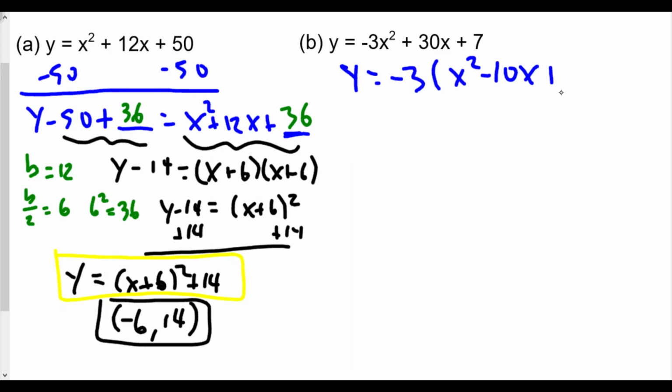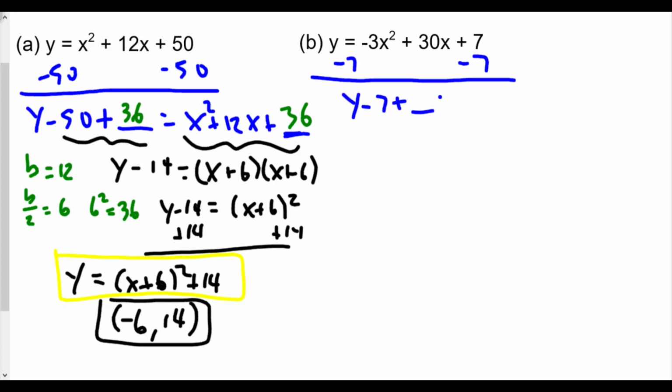Okay? And then we have, oh, but you know what? Before I do that, it'll probably be a lot easier if I move the 7 over. So we'll keep with the regular protocol in this case, and subtract 7 on both sides. So y minus 7 plus blank equals, I'm going to factor out the -3 here, x squared minus 10x plus blank. So you're saying, wow, what happened? Well, I was going to factor out -3 from everything left over. And what's left over after I move the 7 is just these two terms here.